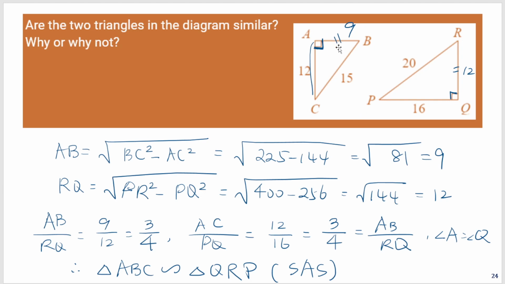Of course, you can also use SSS to check similarity, right? If you know the three sides, if the three sides are all proportional with each other, then by SSS, you can also prove they are actually similar.